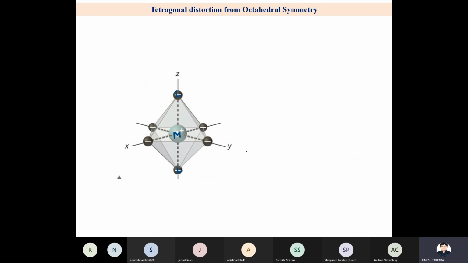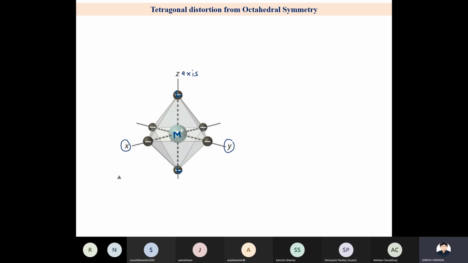Now see tetragonal distortion from octahedral geometry, or you can say crystal field splitting in tetragonal geometry. Next we go for tetragonal splitting, or you can say distortion in an octahedral geometry. Normally this is your z-axis, this is the x-axis, and this is y. So this is the normal octahedral geometry.